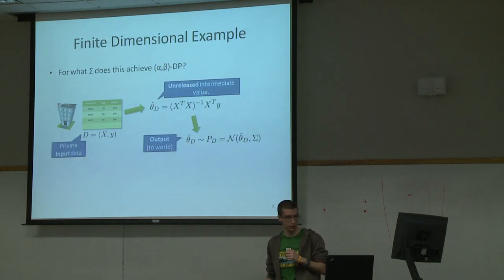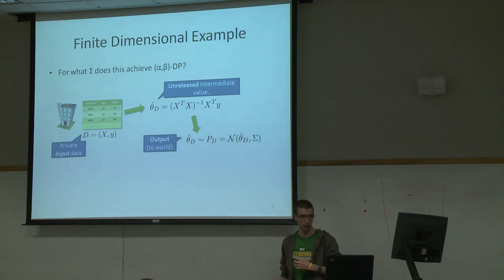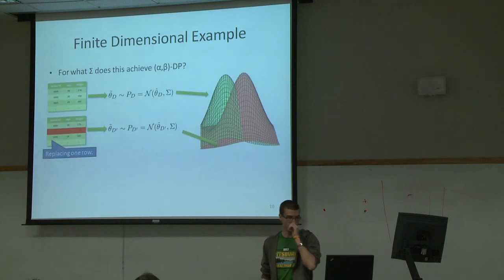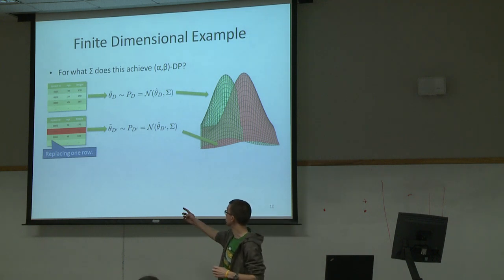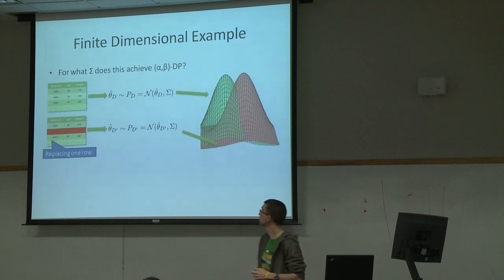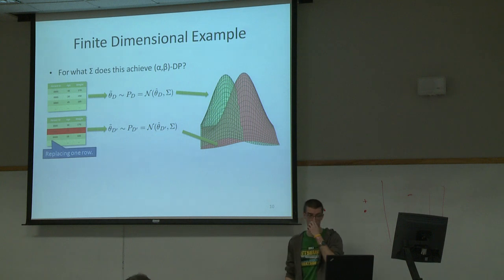So returning to our original proposed algorithm, we may ask: what kind of covariance matrix do we need in order to ensure that this achieves differential privacy? Here I've got a picture of two different data sets differing by one row. I've written the row that differs in red. This basically induces two different measures on the output space, P sub D and P sub D prime.